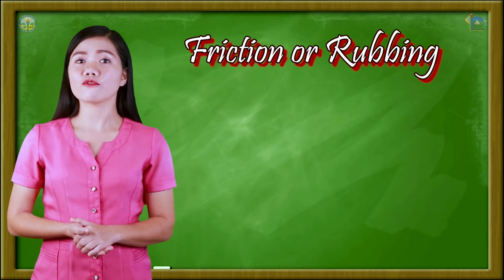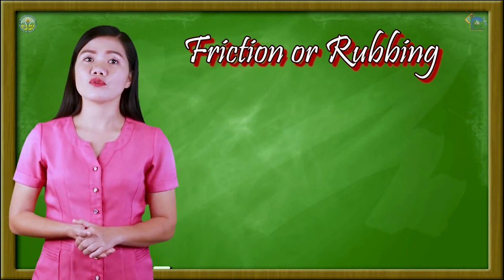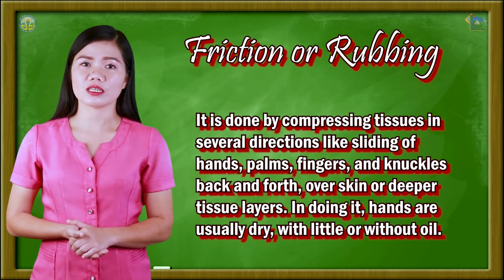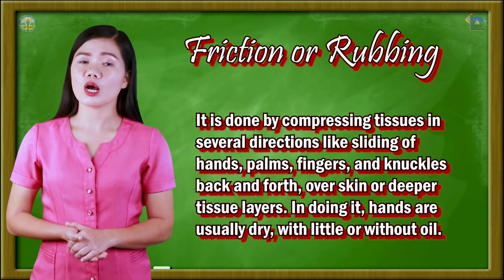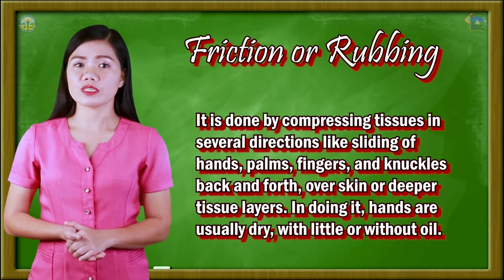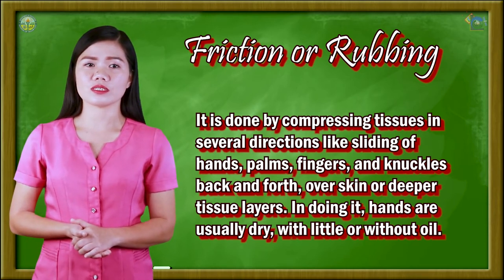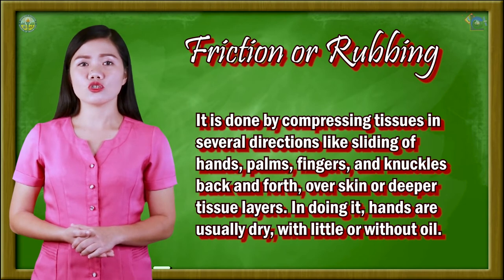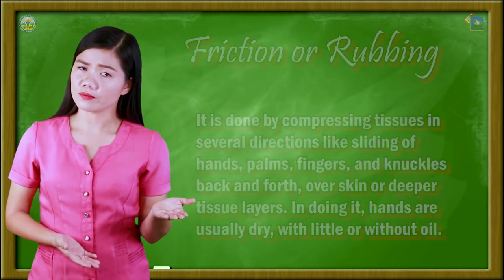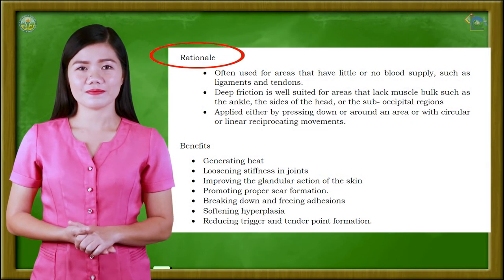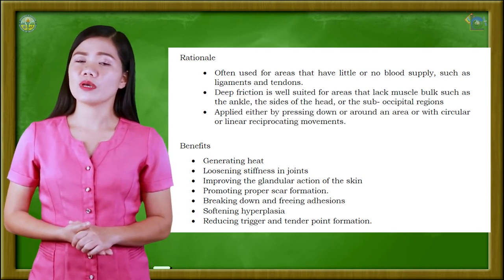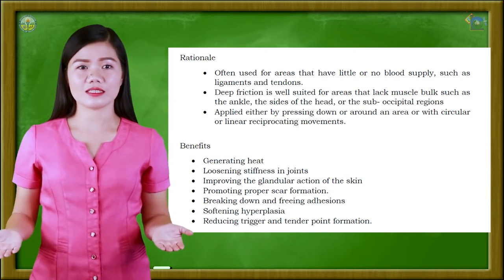Next, you have friction, otherwise known as rubbing. It is done by compressing tissues in several directions, like sliding of hands, palms, fingers, and knuckles back and forth, over skin or deeper tissue layers. In doing it, hands are usually dry, with little or without oil. How? You'll definitely love it because of the many wonderful benefits it carries.